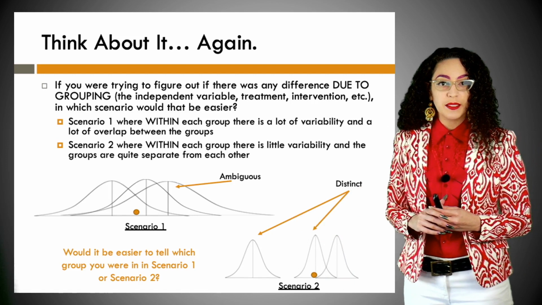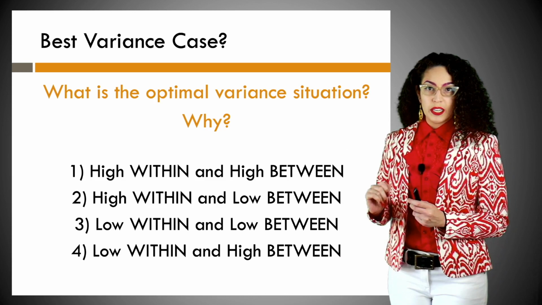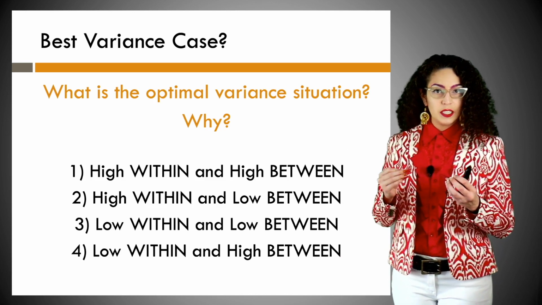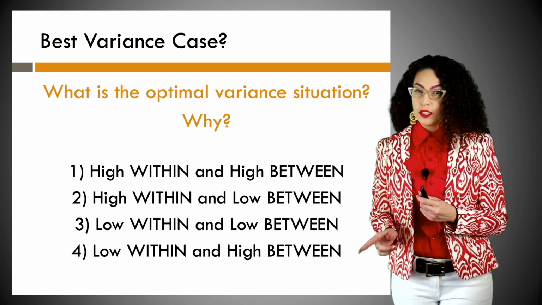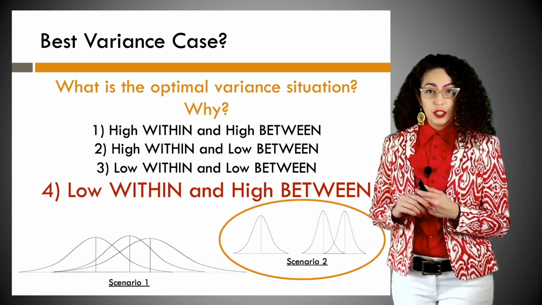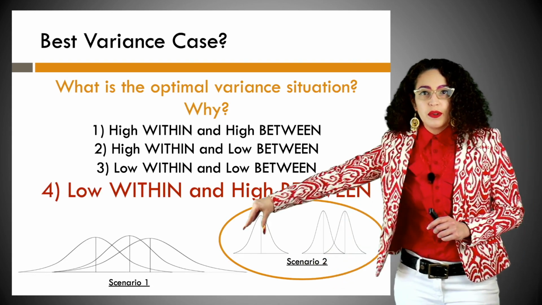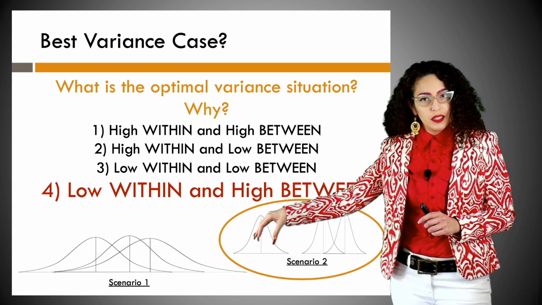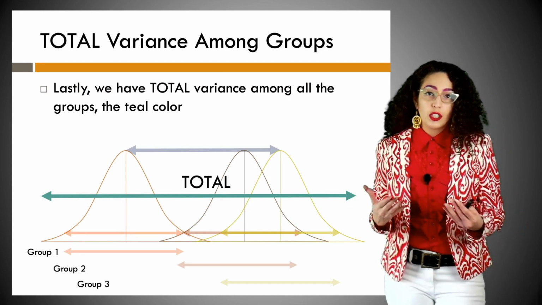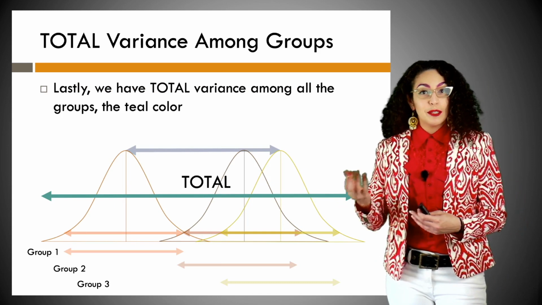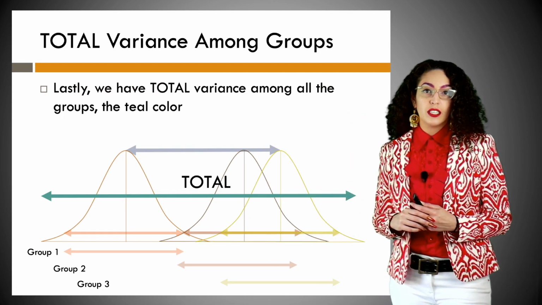It's much more distinct. Now that you know about within and between group variance, which of these 4 situations do you think is the optimal variance situation to find some group differences? And why? Which one do you think it is? Take a moment. Did you guess low within and high between? That is our scenario number 2 here, where people within their own groups are fairly similar to each other, but very different between the groups. And lastly, we also have something called total variance, and it is, as you would expect, between variance plus within variance, and that is the overall variance of your entire sample.